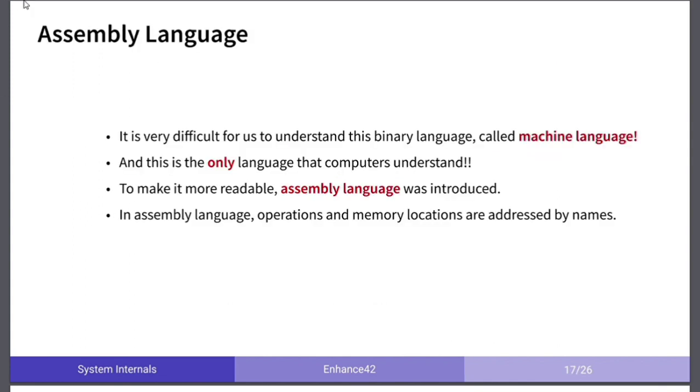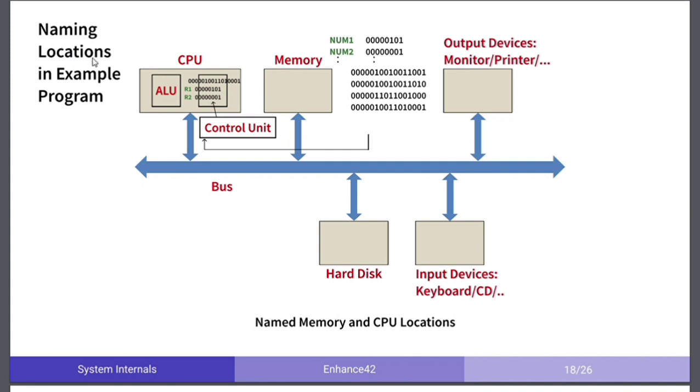Thus, now let's know assembly language. It's very difficult for us to understand binary language, which is called machine language. This is the only language a computer understands. To make it more readable, assembly language is introduced. Here you can see it is addressed by names. Naming locations in the example program.